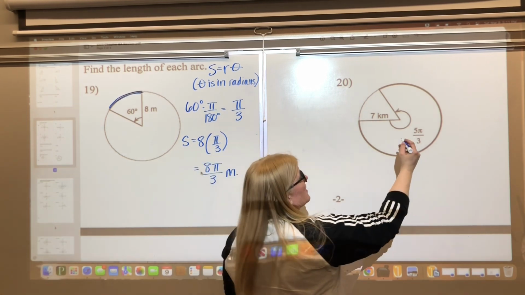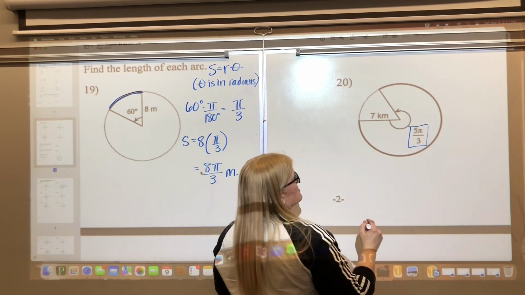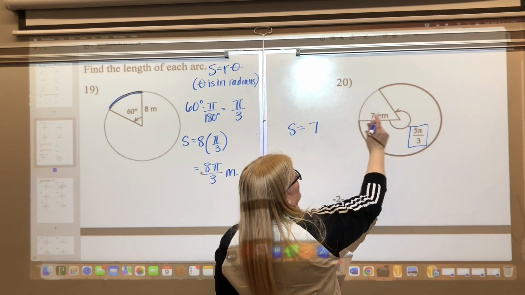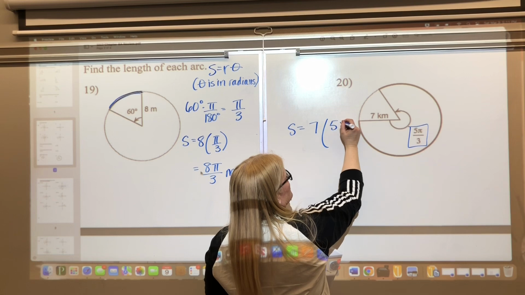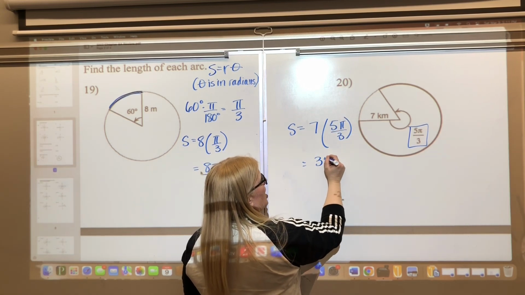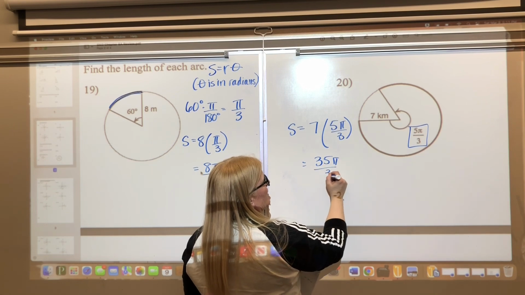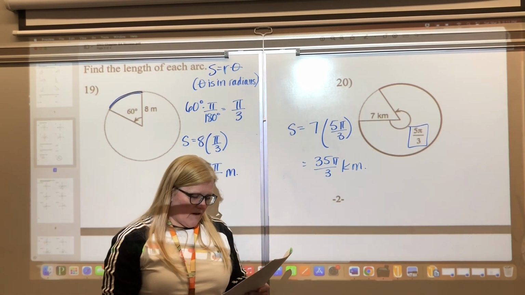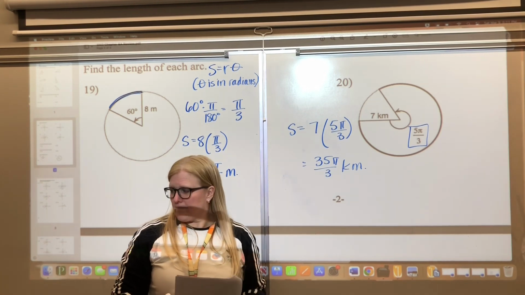This one's nice because it's already in radians. So S equals my radius times theta. So I have 35 pi over 3 kilometers. That's it. Very, very quick.